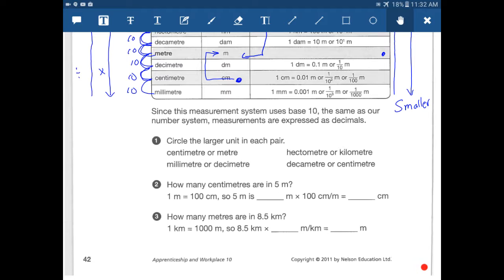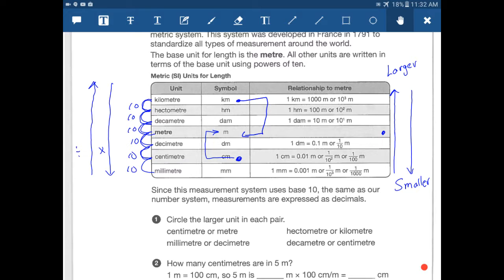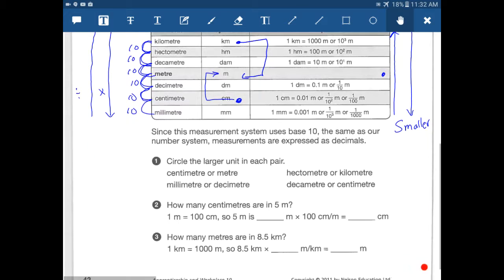Number 1 here says circle the larger unit in each pair, centimeters or meters. Well, remember, as you go up the table, that's your larger. So, of course, a meter is larger, kilometer is larger, decimeter is larger, and a decimeter is larger here as well. Okay, so how many centimeters are in 5 meters? How many centimeters in 5 meters?